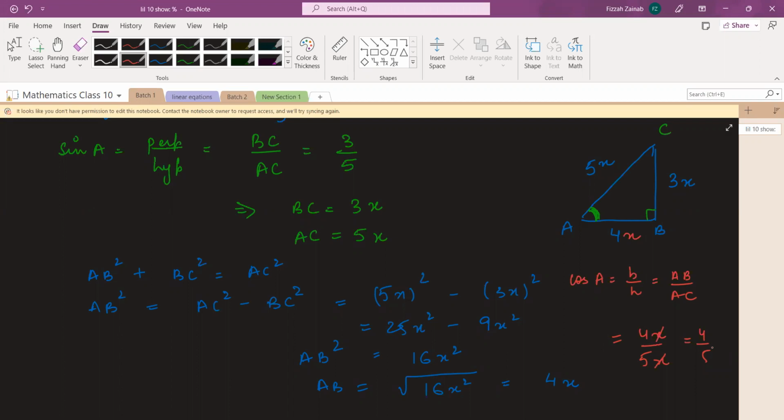Yes, come on. How much is tan A? Nobody's responding. It's 3/4. Yes, so you have to respond. 3/4, perpendicular upon base. Okay, next question. Now you will solve it yourself.